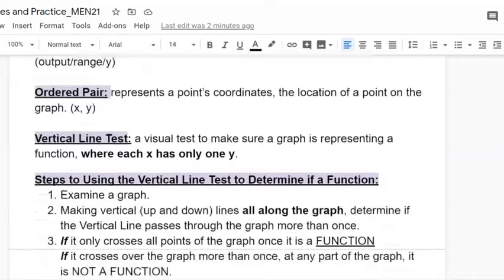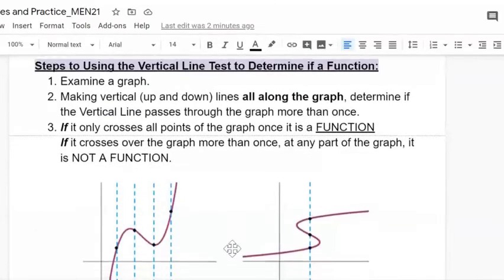The vertical line test. This is the mystery to us. The vertical line test is a visual way to test to make sure a graph is representing a function where each x has only one y. So this is how we do it. One, examine the graph, making vertical, that's up and down, lines all along the graph. Determine if the vertical line passes through the graph more than once. If it only crosses the graph once, it's a function. If it crosses the graph more than once, 2, 3, 103 times, it is not a function because that means that input has more than one output. It's a lot, I recognize that.